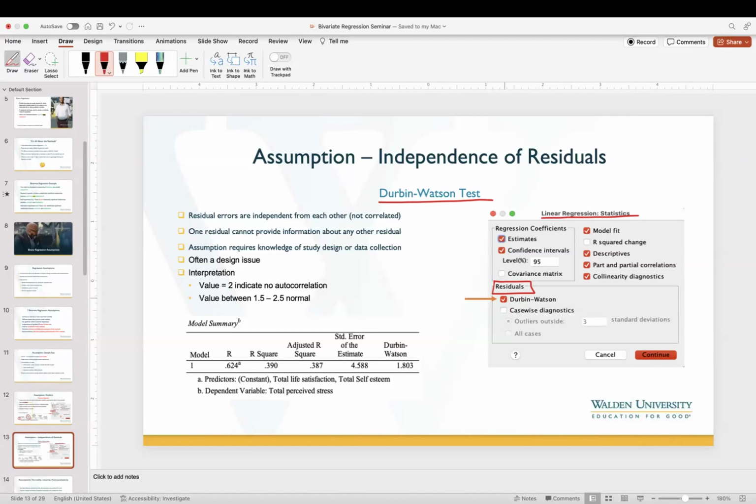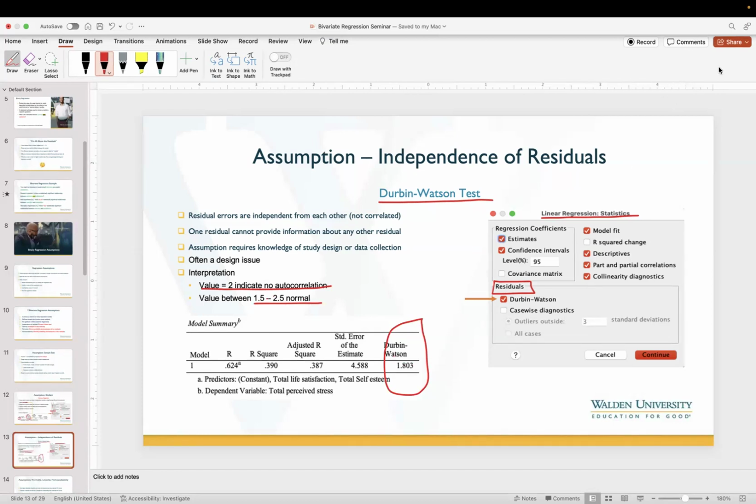Now, when you get output, what do I look at? Well, obviously, we look at the Durbin-Watson number. Okay, Reggie, what do I compare it to? Well, what you do is a value of 2 indicates no violation, basically. And values between 1.5 and 2.5 seem to be normal, no violation.